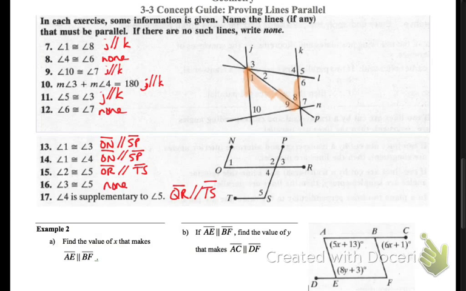13 through 17 is the same type of set of questions. We're just looking for those angles that are congruent or supplementary. Hopefully we're doing okay.